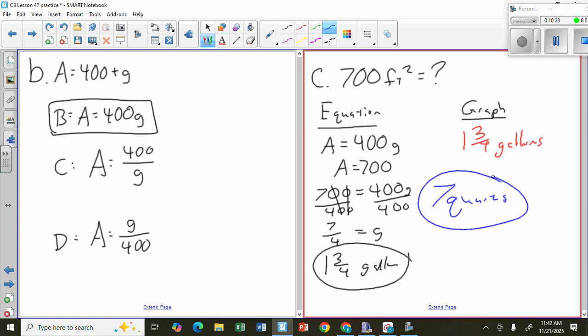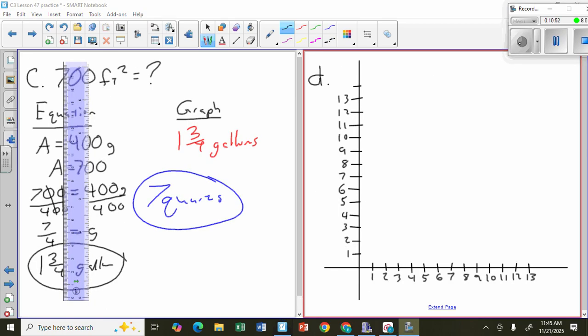So now I'm going to ask you to pause the video, and I want you to do problem D. Use your ruler to make sure you have equally spaced parts, and graph D and see if you're right. Go. So if you've hit play, you've already graphed it.